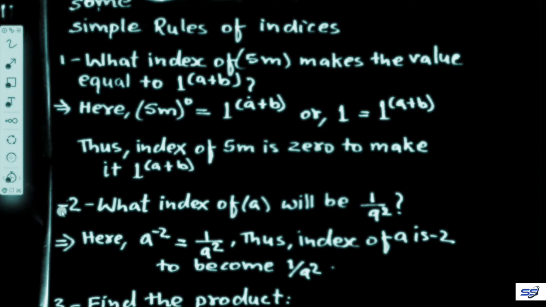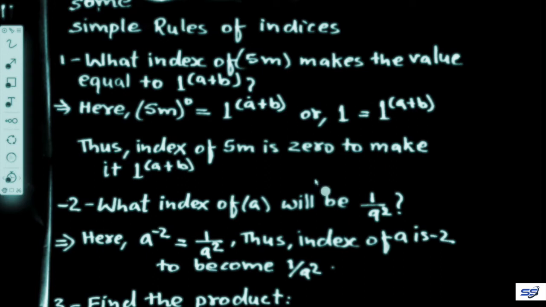In the second question, what index of a will make it 1 upon a square? Here a power minus 2 equals 1 upon a square. Thus the index of a is minus 2. If the power sign is minus, then it should be inverted as 1 upon the same value. Here the power of a is minus 2, and when the minus is cancelled, it is placed as 1 upon a square.